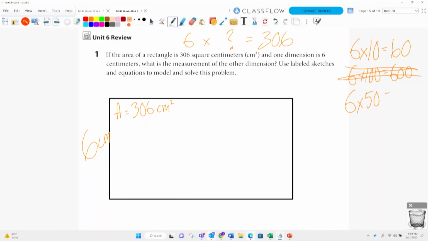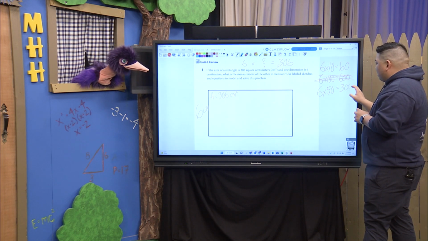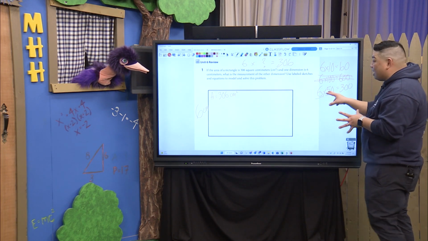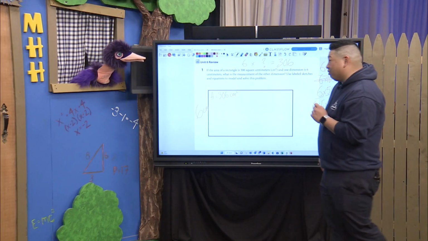There we go. So what's 6 times 50? Well, that'd be half of 600. So 300. Another way of checking that is 6 times 50 can also be seen as 6 times 5 times 10, because 50 is 5 times 10. So 6 times 5 is 30, times 10 is 300. That's pretty close. That's actually really, really close.